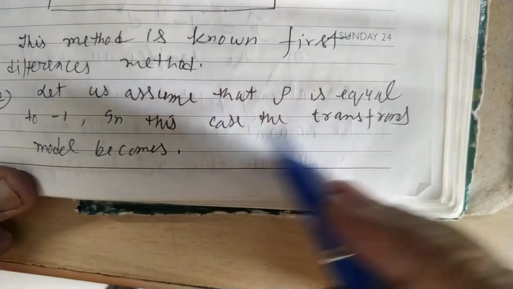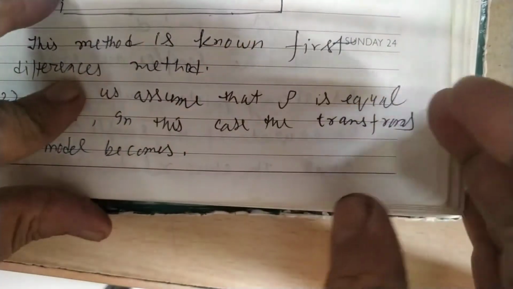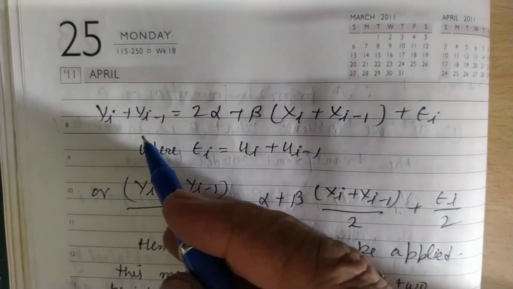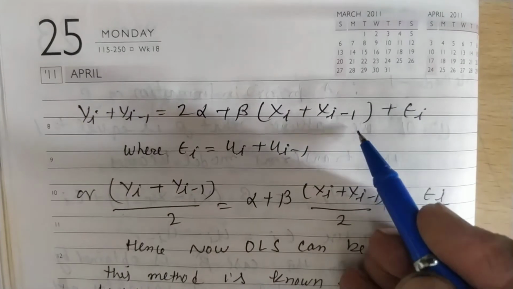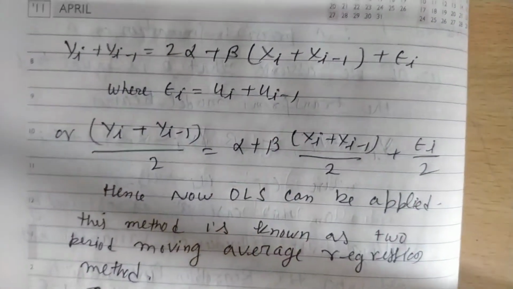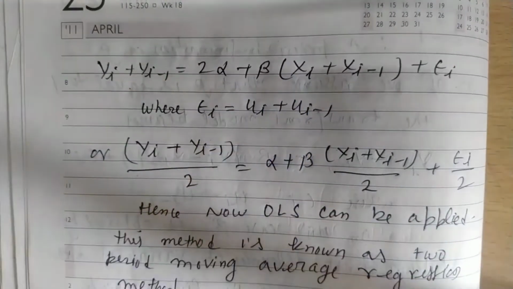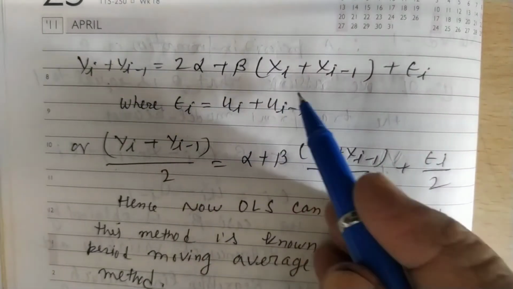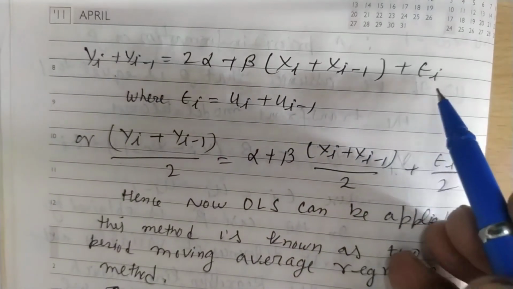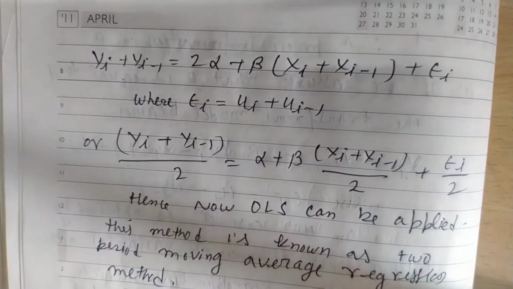Second, let us assume that rho is equal to -1. In this case, the transformed model becomes, on adding, yi plus yi-1 is equal to 2 alpha plus beta times (xi plus xi-1) plus epsilon i, where, because rho is equal to -1, this becomes addition. Epsilon i is equal to ui plus ui-1.